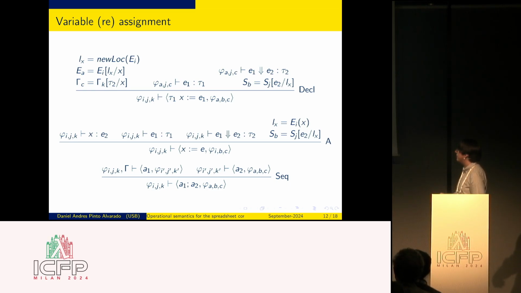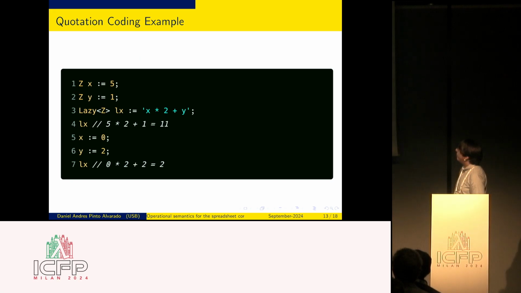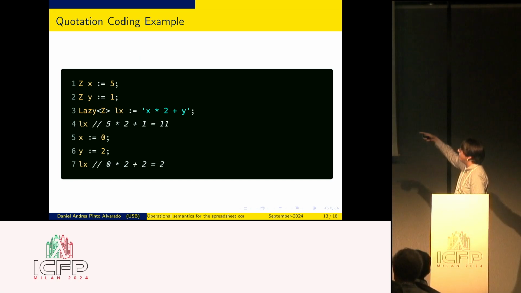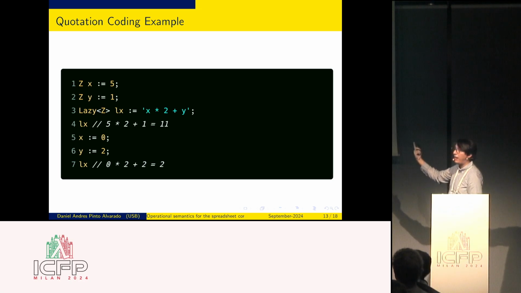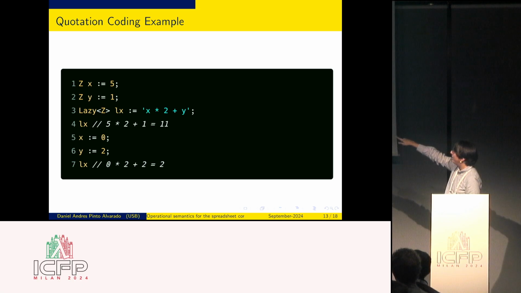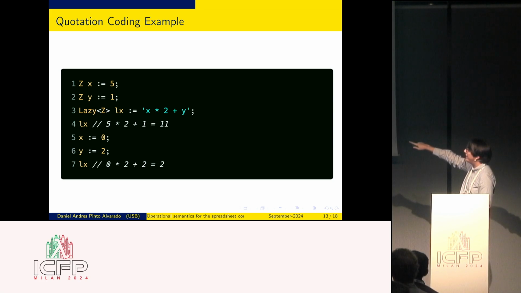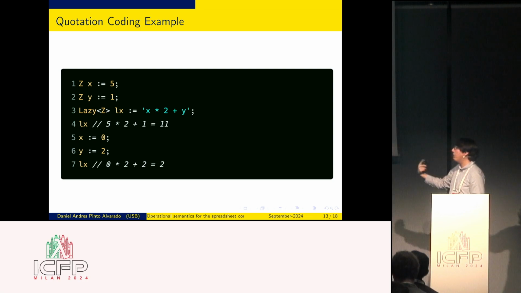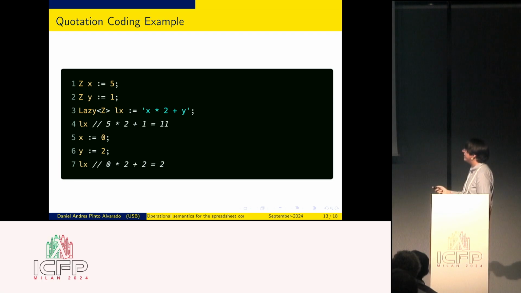These are some of the productions. You also have sequence expressions, which are pretty much like the state monad semantics. And we can finally have some code. In this code, we assign x and y to 5 and 1. Then we quote the expression x times 2 plus y, which saves the abstract syntax tree into the variable lx. Now, if we evaluate lx, notice that we pull the current values of x and y. But if we reassign x and y, we pull the new values with the current scope, of course. So with just quotation and reassignment, we get reactive behavior absolutely for free, which is amazing.